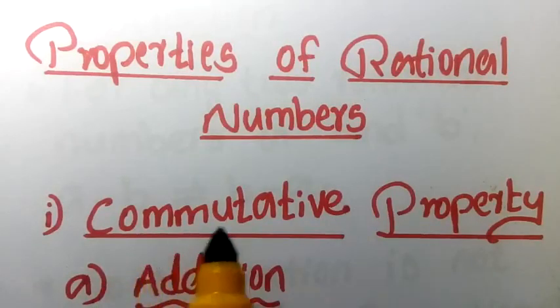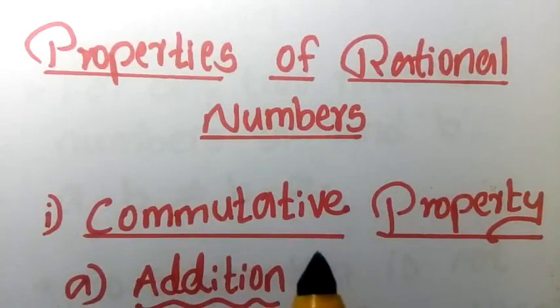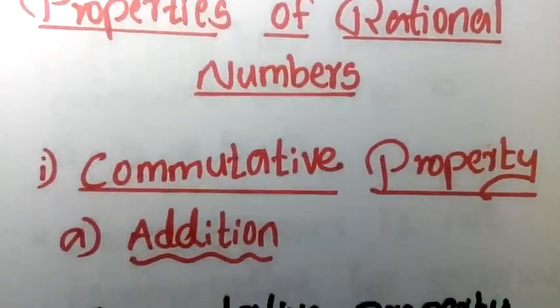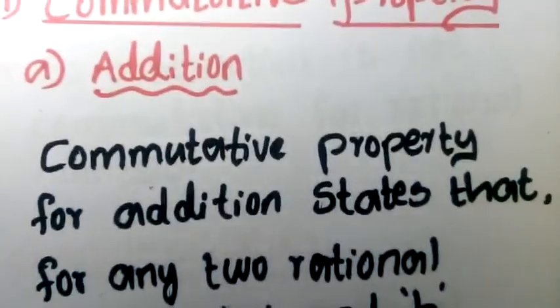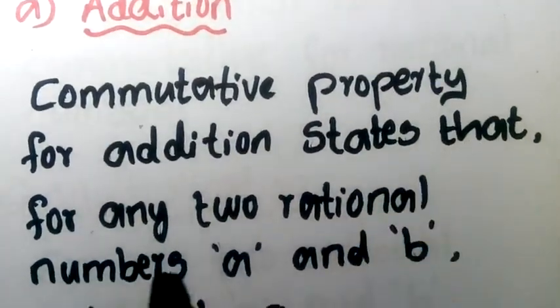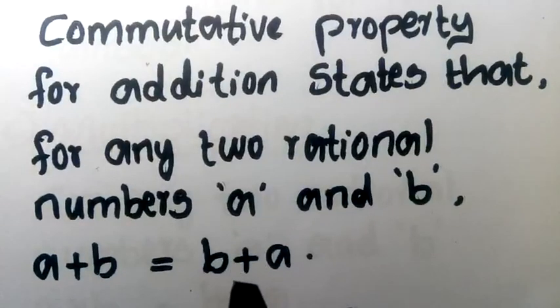First we will check commutative property. Let us check rational numbers are commutative under addition. For that we need the rule. Commutative property for addition states that for any two rational numbers a and b, a plus b is equal to b plus a. We will check the property by using one example.